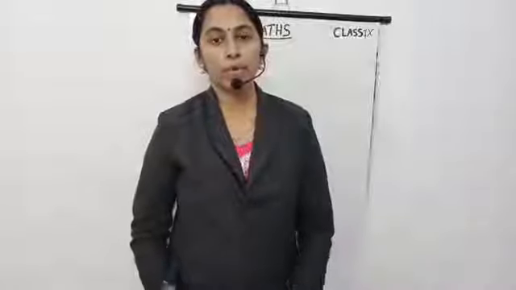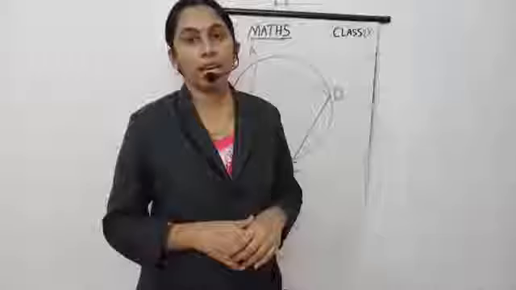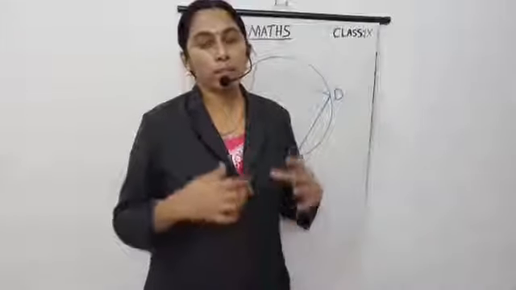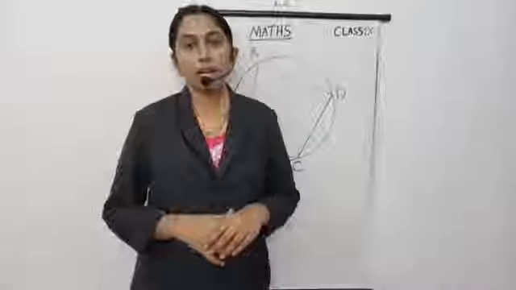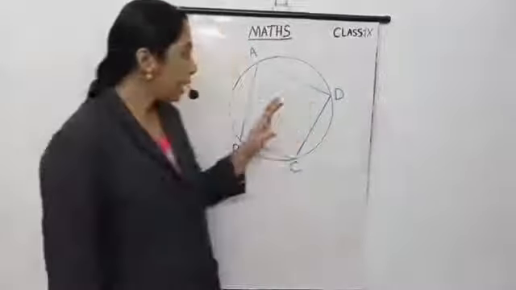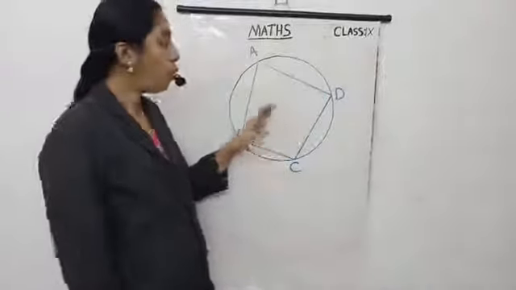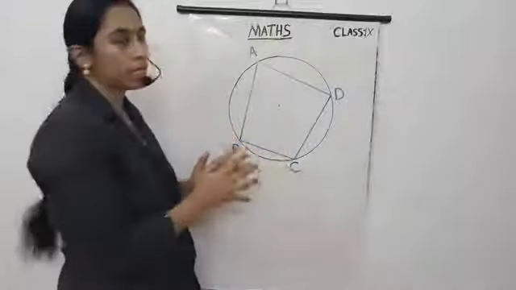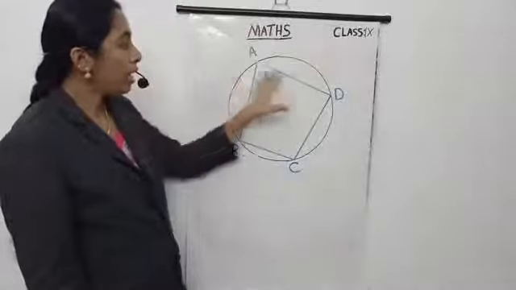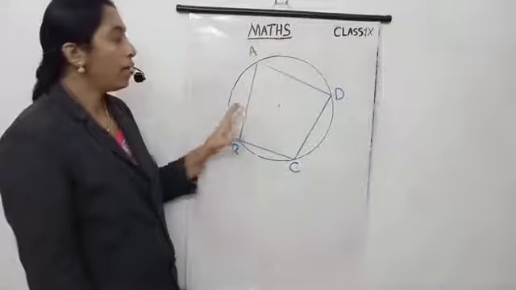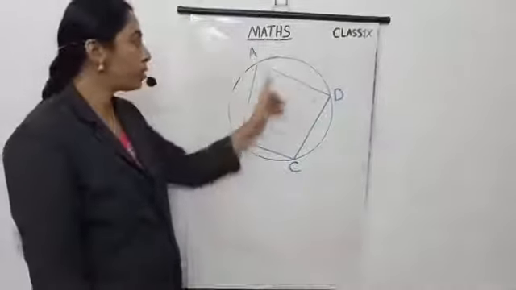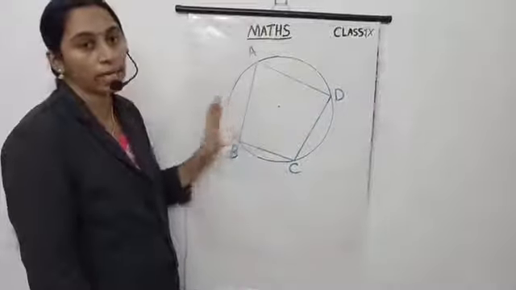Now theorem 10.10 is the deleted portion. Next topic, cyclic quadrilaterals. What is meant by cyclic quadrilateral? Quadrilateral means a four-sided shape. A cyclic quadrilateral means all four vertices are on the circle. Here ABCD is a quadrilateral. We can say that ABCD is a cyclic quadrilateral because all four vertices lie on a circle.